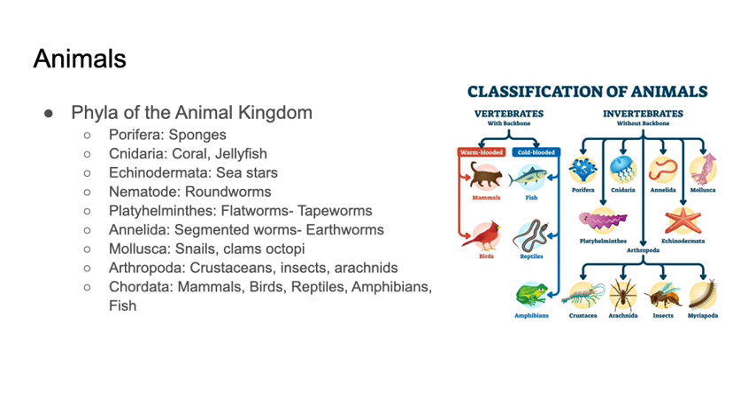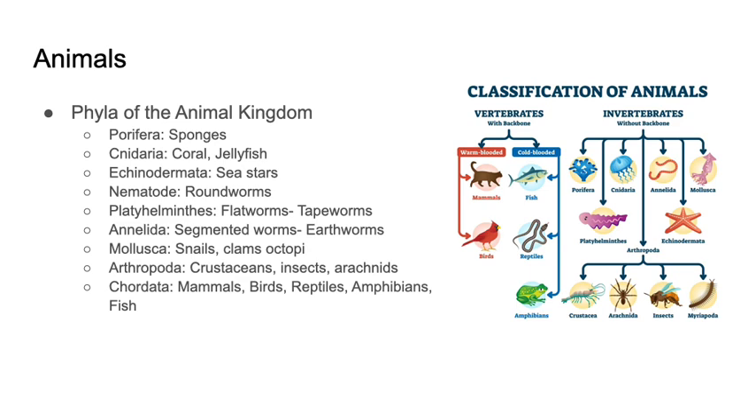The next kingdom, the animal kingdom, is divided into several phyla. We have porifera, which are sponges. Cnidaria are coral and jellyfish. Echinodermata are sea stars. Nematoda are roundworms. Platyhelminthes are flatworms and tapeworms. Annelida are segmented worms, like the earthworms. Mollusca are snails, clams, and octopi. Arthropoda are crustaceans, insects, and arachnids.